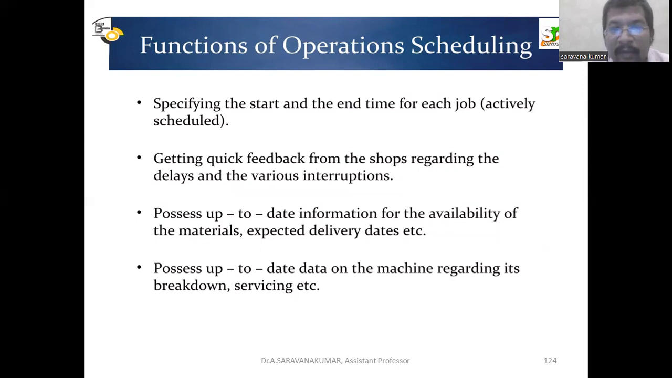So getting quick feedback from the shops regarding the delays and the various interruptions. So any interruption or any delay, we are going to collect the feedback. Possess up-to-date information on the availability of the materials, expected delivery date, etc. Then possess up-to-date data on the machine regarding its breakdown and servicing. So not only the positive things, you have to record how many times the particular machine broke down and how many times it was serviced. You have to collect all the details.